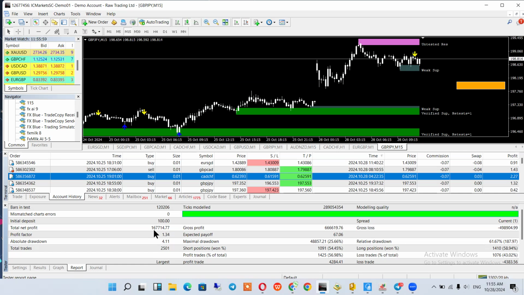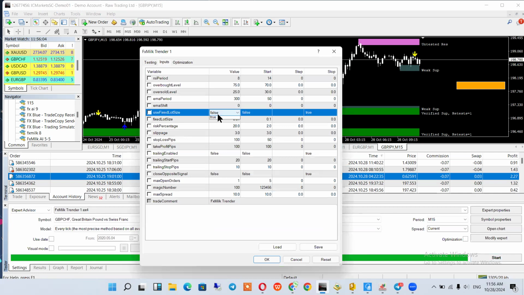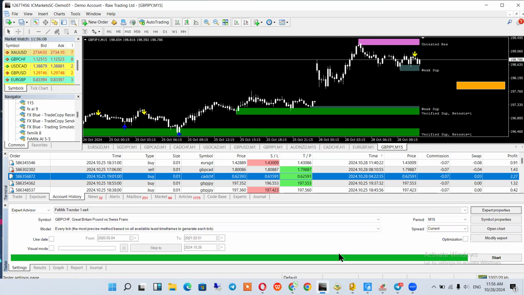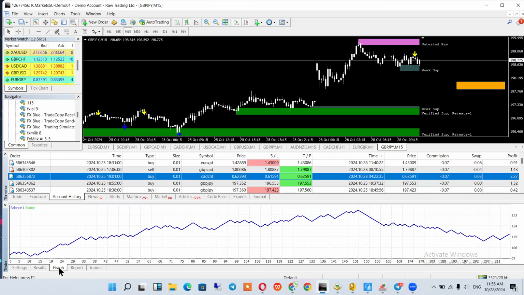Now, total net profit was 167,000. You know what? Let me just run it again, because I don't want to use percentage risk. That system has percentage risk over there. So this time around, I don't want percentage risk, so I'm going to run it again. All right, so it's running. Let's wait and see how the result is going.